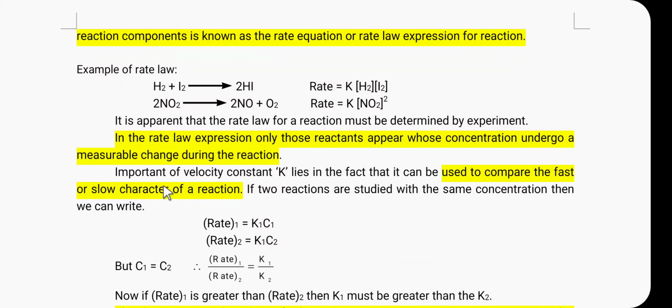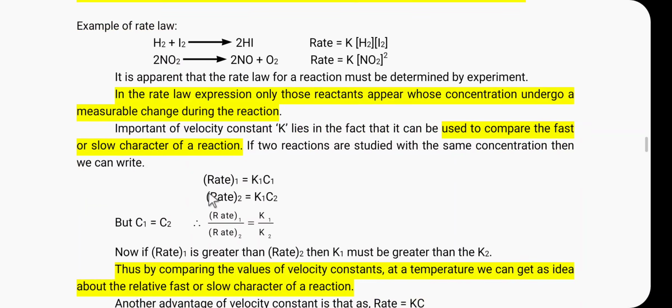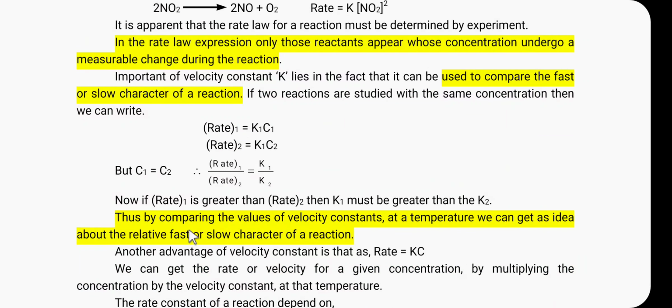The importance of the velocity constant k lies in the fact that it can be used to compare the fast or slow character of the reaction. Thus, by comparing the values of the velocity constant at a given temperature, we can get an idea about the relative fast or slow character of the reactions.